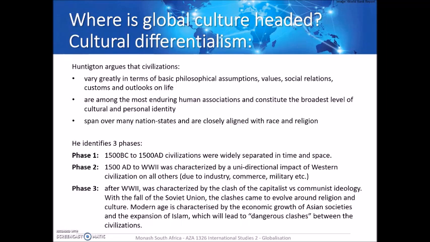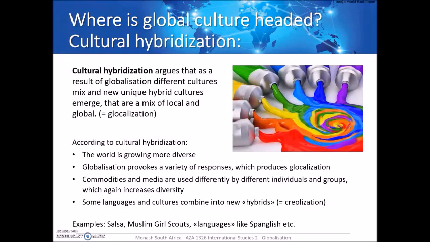So that's basically Huntington's idea. Moving on to cultural hybridization. Cultural hybridization is pretty much an opposite theory because it argues that as a result of globalization, different cultures mix and new hybrid cultures emerge that are a mix of local and global. It's what is called glocalization, right? So according to cultural hybridization, the world is actually becoming more diverse and not less.